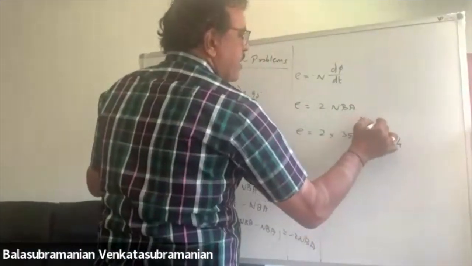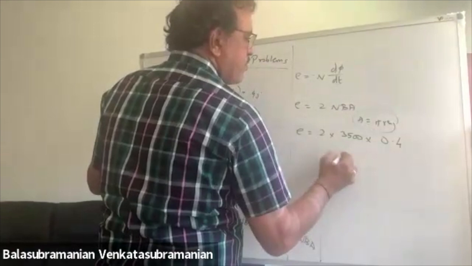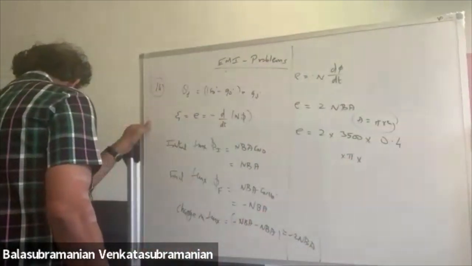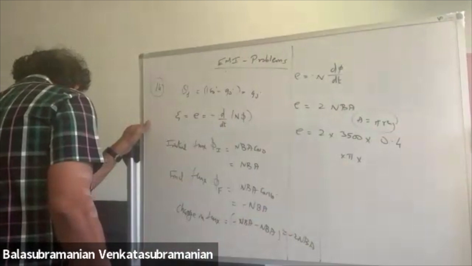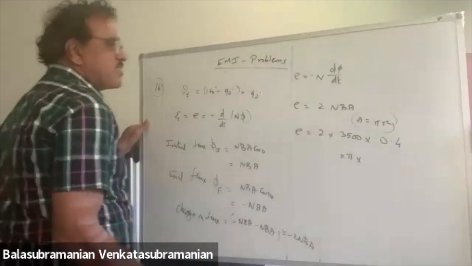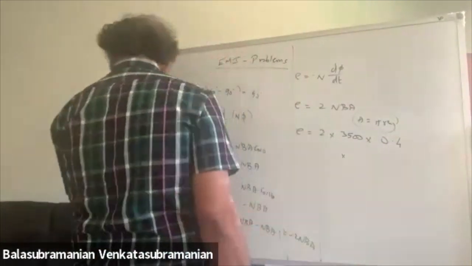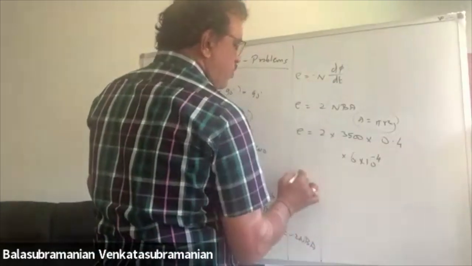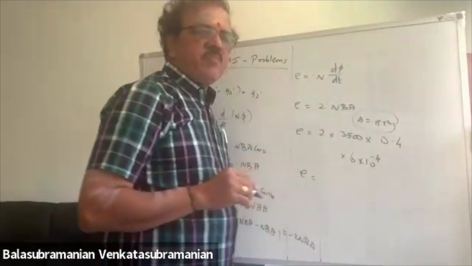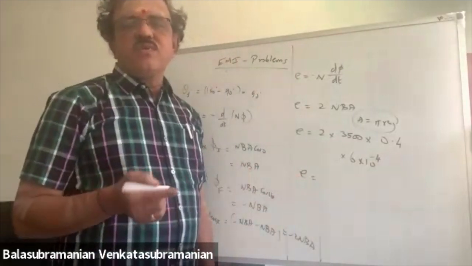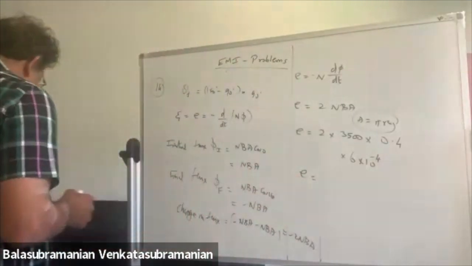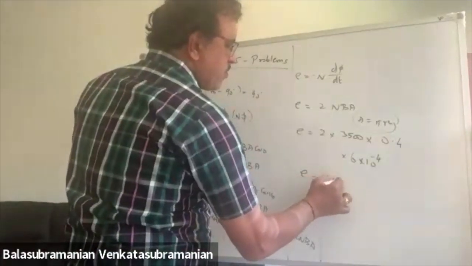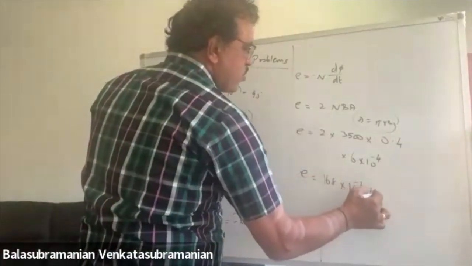A is pi r square. Area itself is given. That is 6 centimeter square. 6 into 10 power minus 4. Centimeter is 10 power minus 2, so centimeter square is 10 power minus 4. Simplify, you are getting 168 into 10 power minus 2 volt.